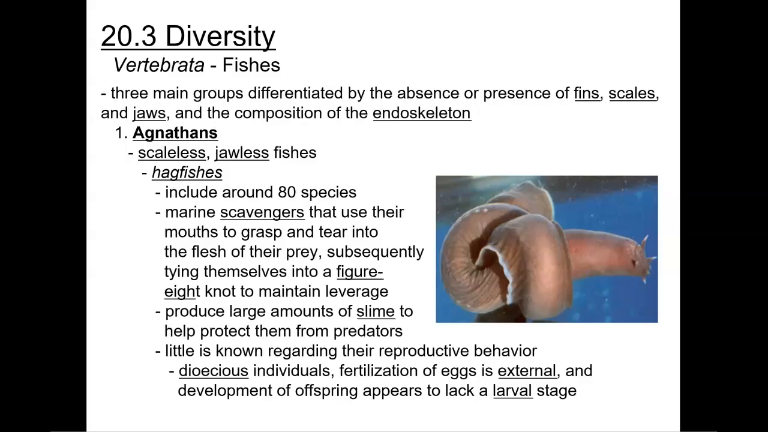They'll produce large amounts of slime to help protect them from predators. Little's known regarding their reproductive behavior. They are dioecious individuals. They have fertilization of eggs, which is going to be external, and development of offspring appears to lack a larval stage.